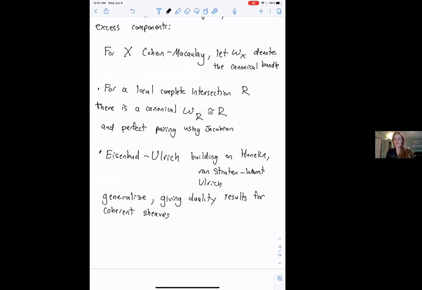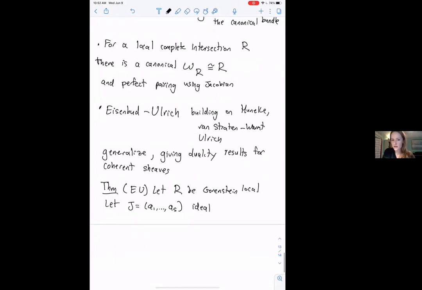So here's their theorem, or they show many things, but here is a theorem that it can be generalized to then say things about excess intersections in A1 homotopy theory. So let R be Gorenstein local. Let J = (a1, ..., aS) be an ideal. We'll choose some potentially excess component cut out by the ideal I.